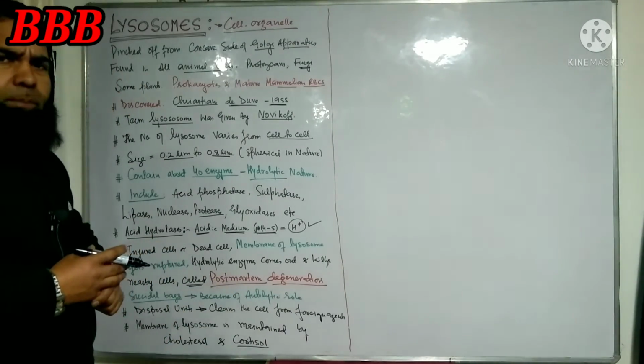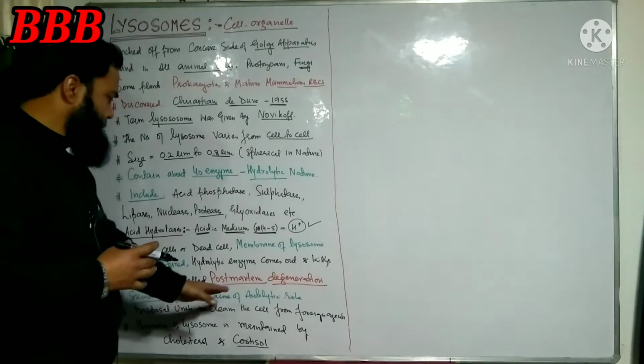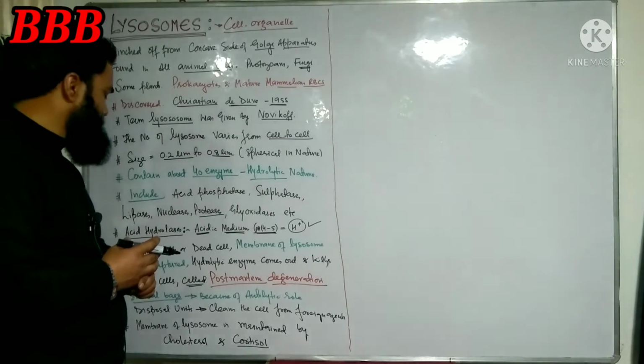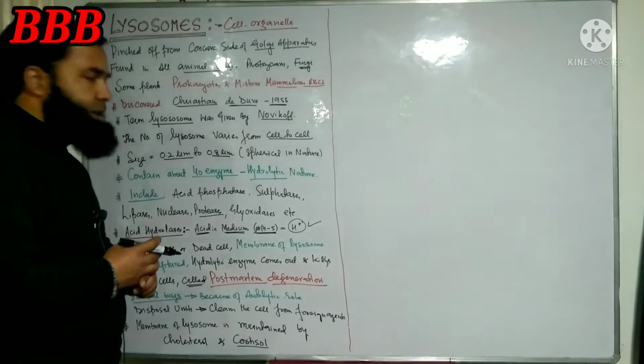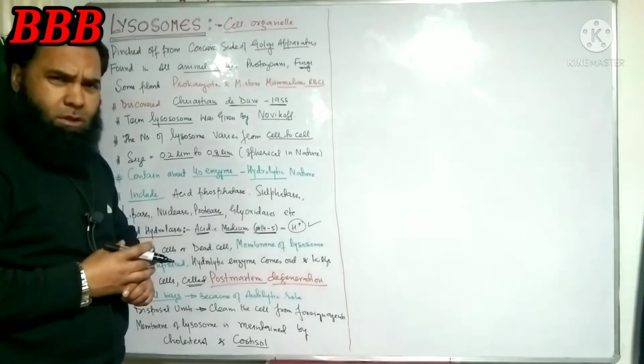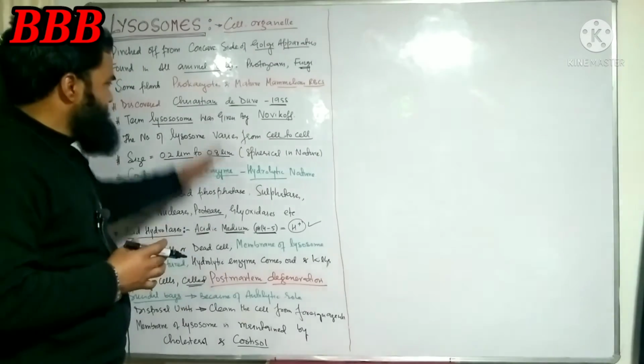And the lysosome is also called the suicidal bag because of the autolytic role. They are called disposal units because they clean the cells from foreign agents, and the membrane's integrity is maintained by cholesterol and cortisol. I hope that you got this information.